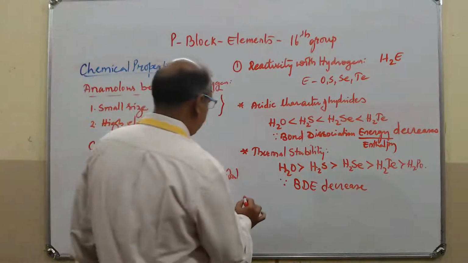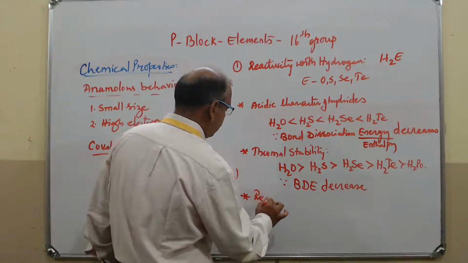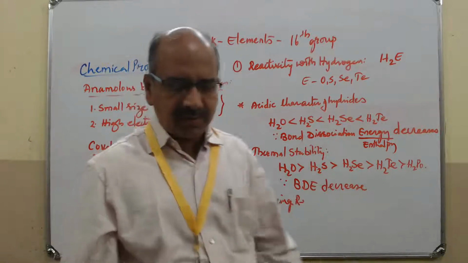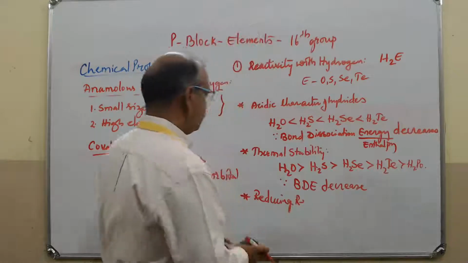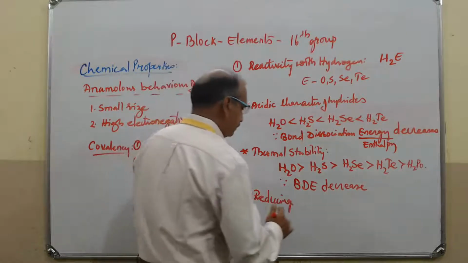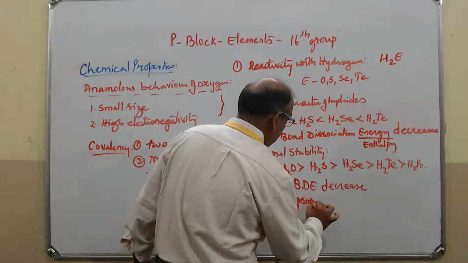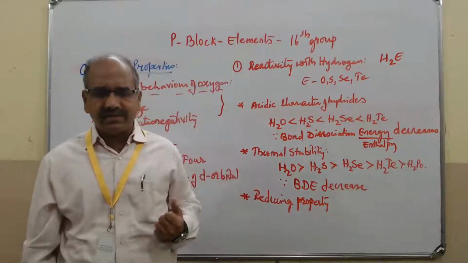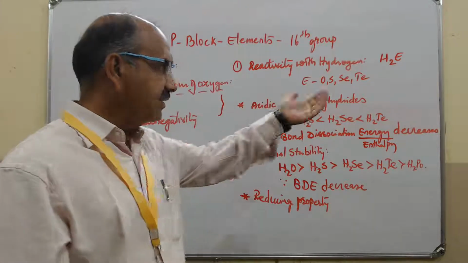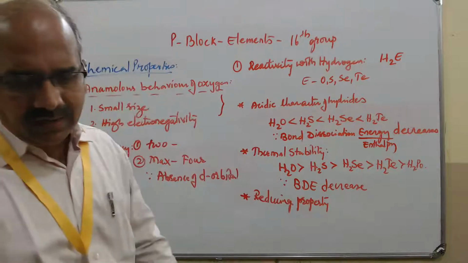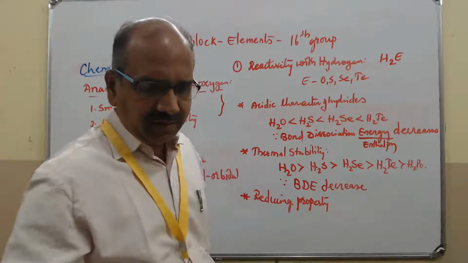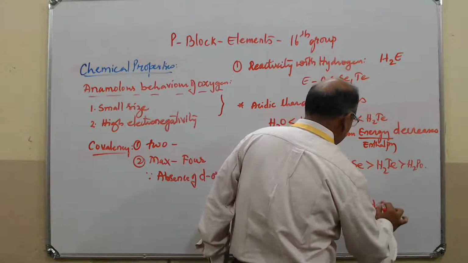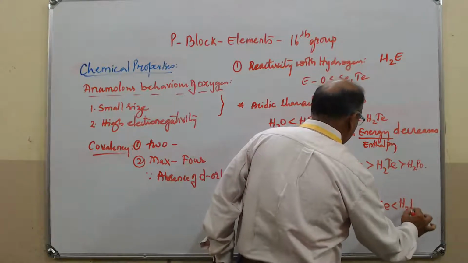Further, one more point is the reducing property. Reducing property is getting reduced. Acidic character, we have said, is increasing. Definitely, the reducing character shall be the other way, right? So what is that order? H2S less than H2Se less than H2Te.